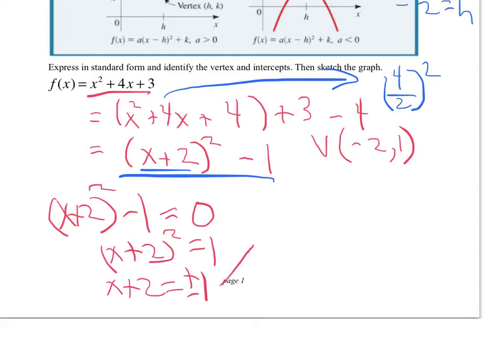You get x plus 2 equals plus or minus 1, because the square root of 1 is 1. And so you get negative 2 plus 1 and negative 2 minus 1. Negative 2 plus 1 is negative 1. Negative 2 minus 1 is negative 3. So those are the x-intercepts.